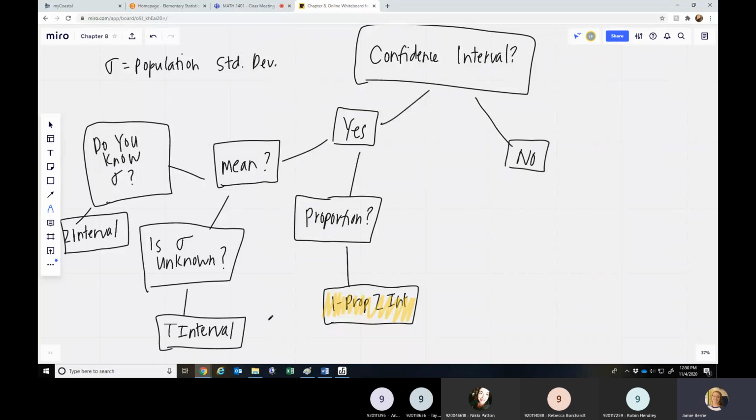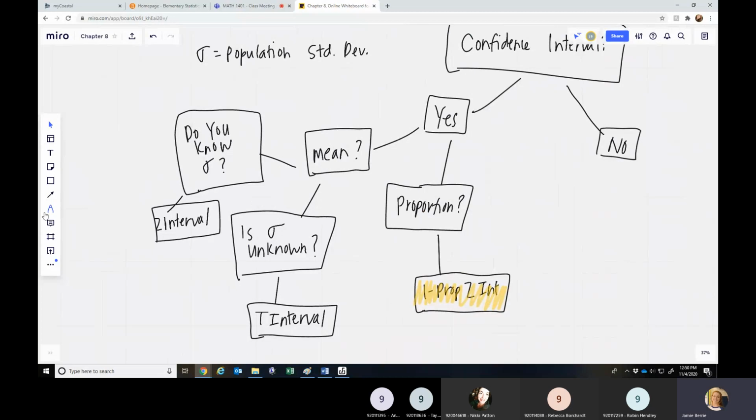And again, the letters there refer to which distribution you're using. A z interval would be the normal distribution. A t interval would be the student's t distribution. I think I'm going to redraw this little box and put it off to the side a little bit more. So if you know sigma, you're going to do a z interval.